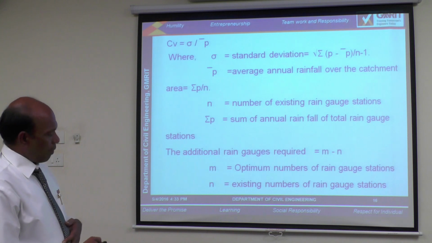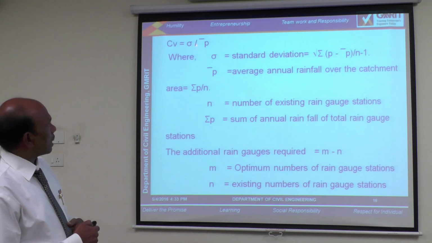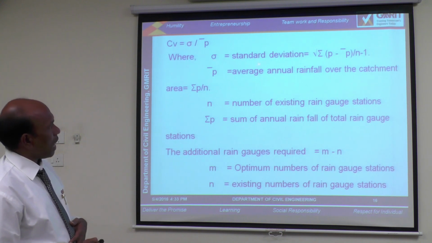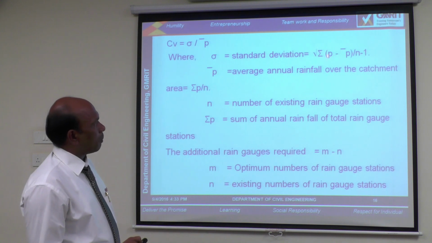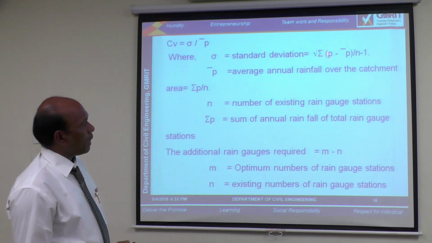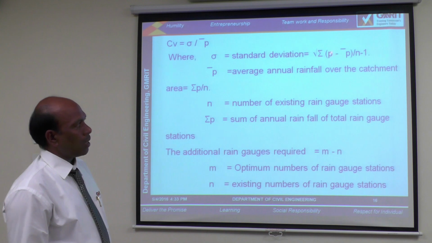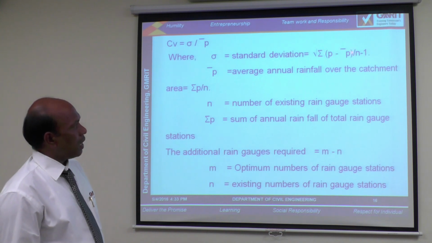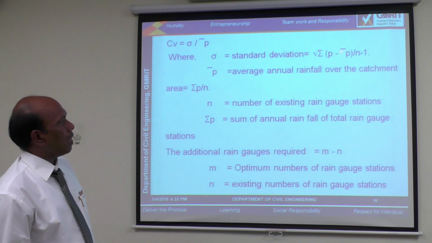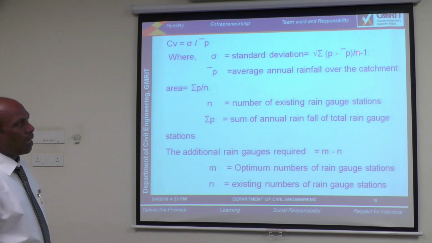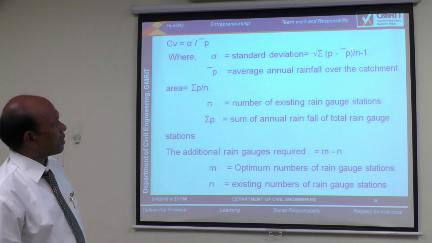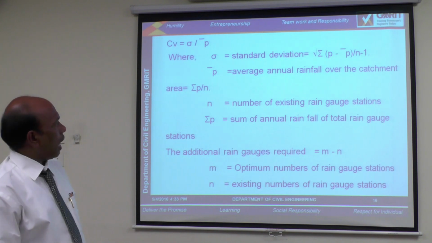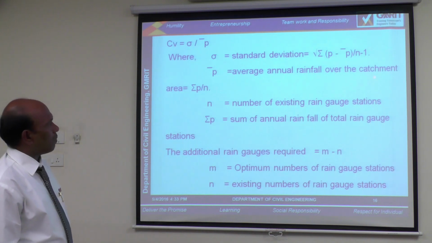And we also have one more formula, CV equal to sigma divided by P bar. Sigma is the standard deviation. This also has a formula, that is the square root of sigma (P minus P bar) whole square, divided by N minus 1. Here P is the precipitation at the different rain gauge stations, P bar is the average rainfall, and N is the number of existing rain gauges. This is the formula for the determination of standard deviation.